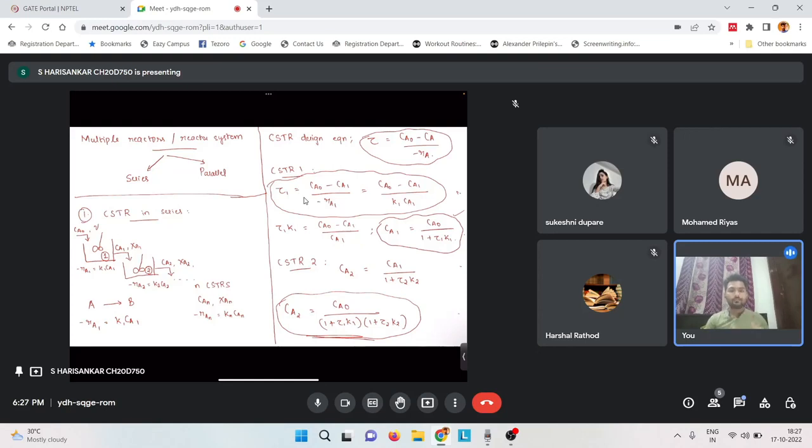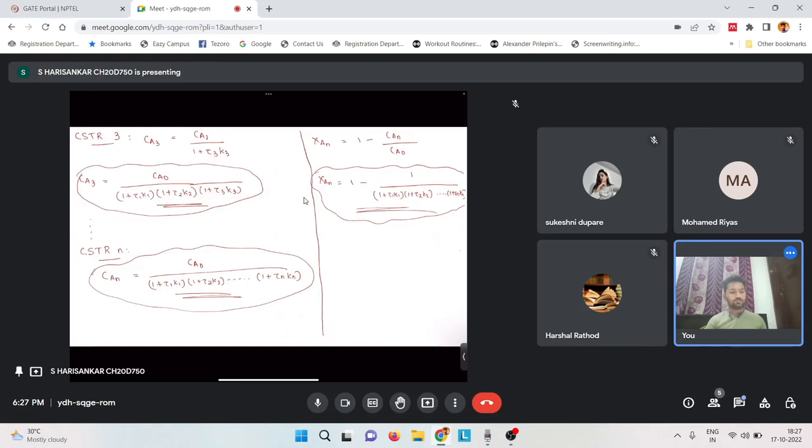You can do the same for CSTR2. So for CSTR2, it will be tau 2 is equal to Ca1 minus Ca2, inlet concentration minus outlet concentration, by minus Ra2. And you can use these design equations to solve such a system. And we'll look into this more in detail when we come across a CSTR in series question. Okay. So yeah, this is the general equation for CSTR in series.